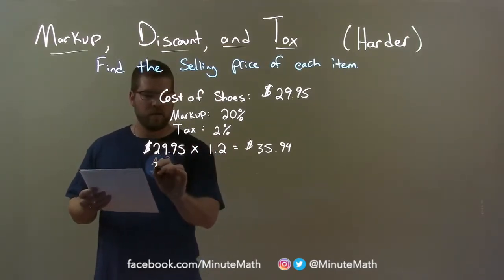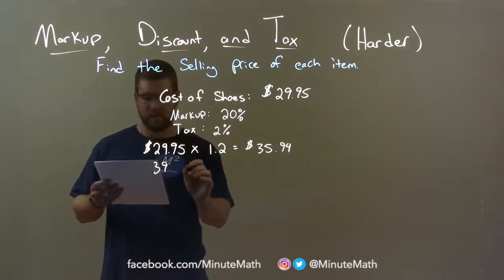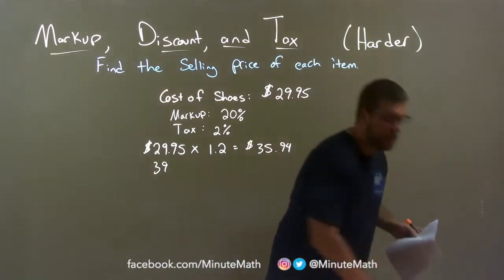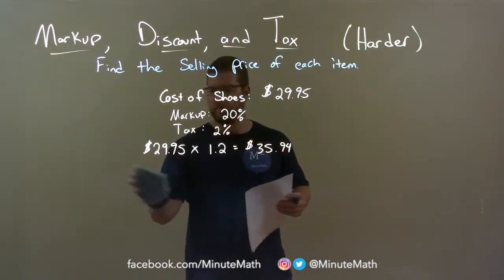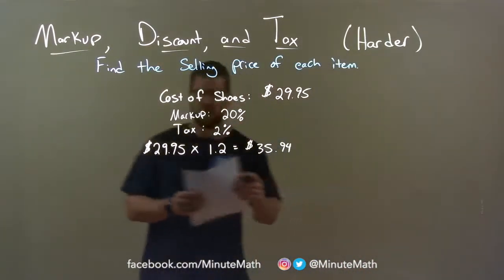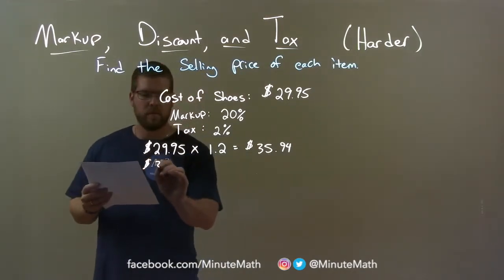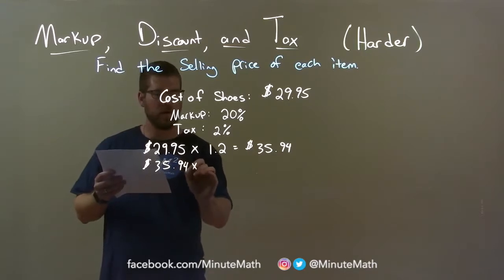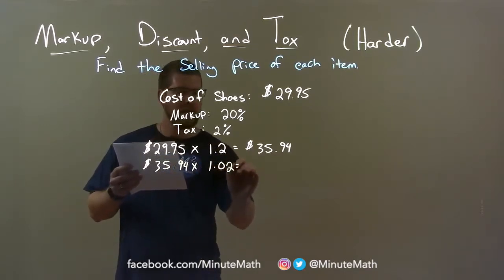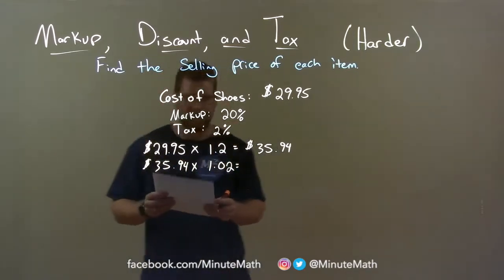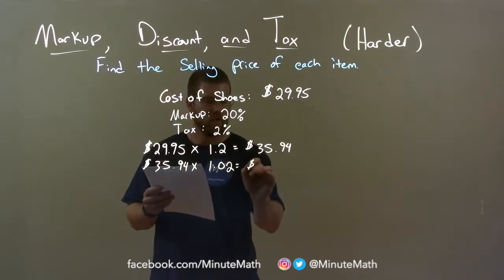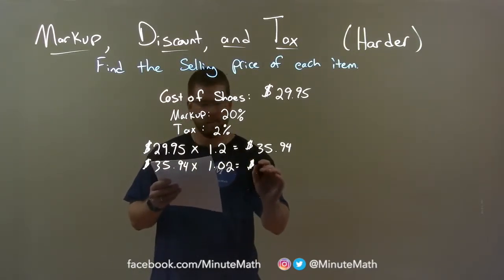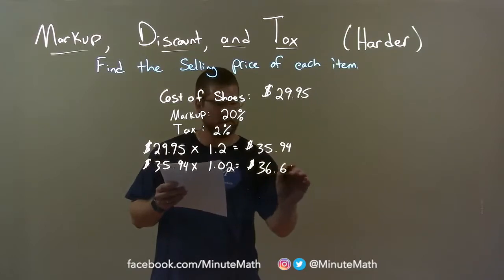So we take $35.94 and we multiply that by 1.02, and that's going to be the tax of 2%. Okay, this gives us an overall price, ending price, of $36.66.